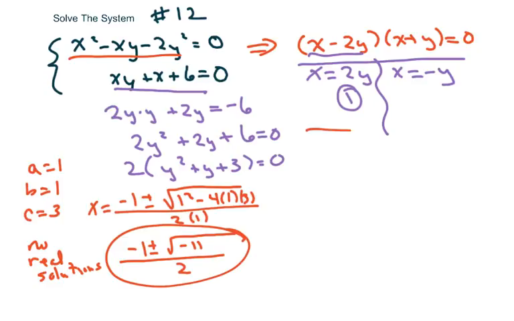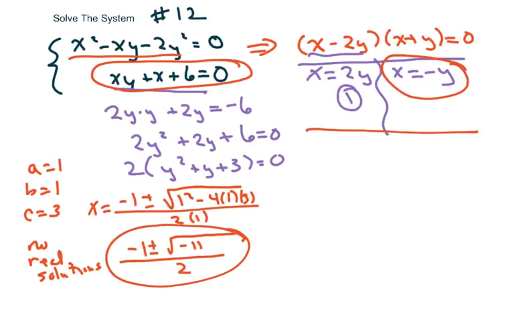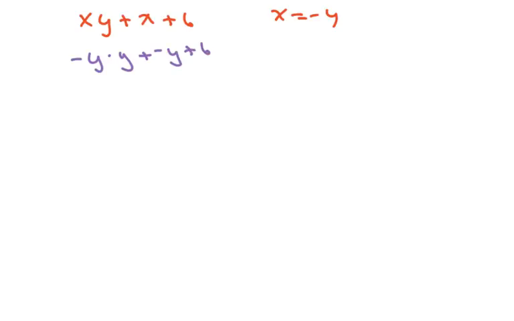Now, we want to try x equals negative y. And I'm going to plug it into this equation. So let me do that on the next slide. And we're going to substitute that in, and we're going to solve for this. So I'm going to write this again: xy plus x plus 6. And I know that x equals negative y. So everywhere there's an x, I'm going to put negative y. So it's negative y squared minus y plus 6 equals 0.